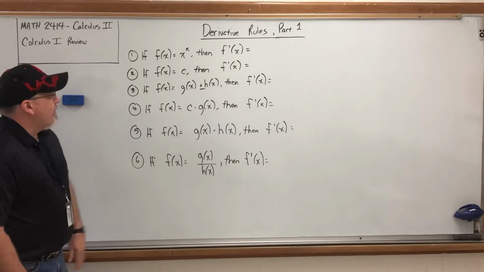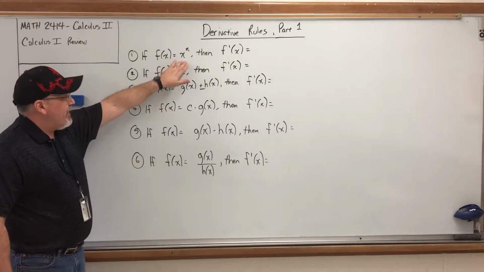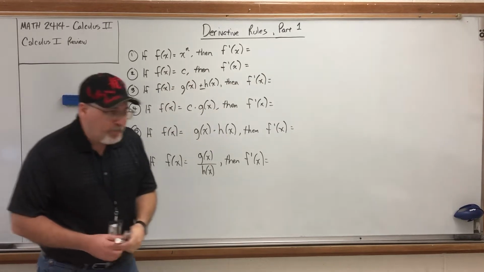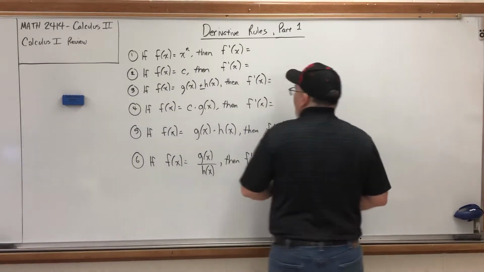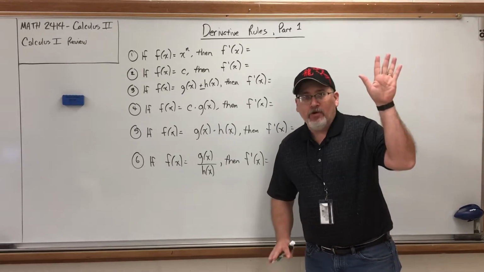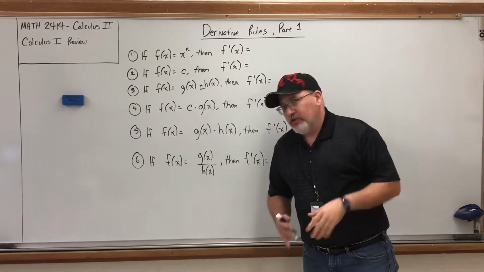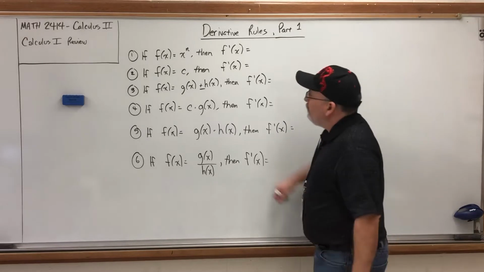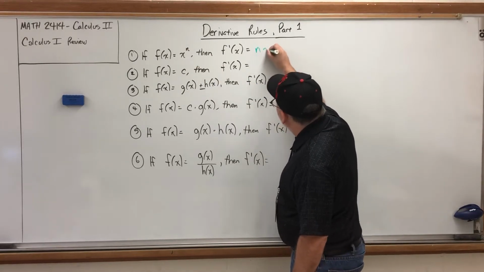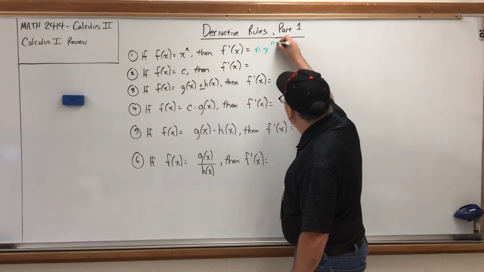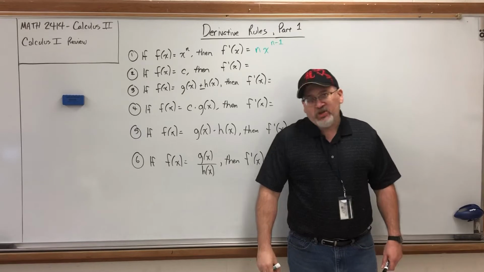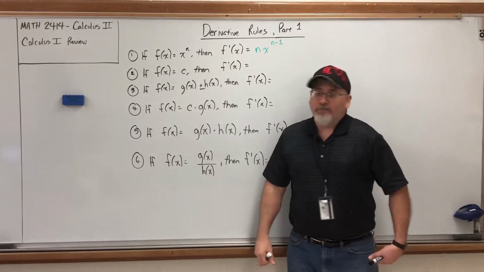Derivative rule number 1. If f of x equals x to the nth power, then f prime of x is equal to, this is the rule most people remember. For example, if I asked you the derivative of x to the 5th power, you should know that it's 5x to the 4th power. But in general, the derivative of x to the n power is n times x to the n minus 1 power. You bring the power down in front as a coefficient, and then you lower the power by 1.